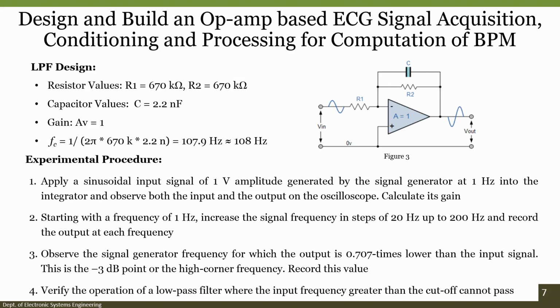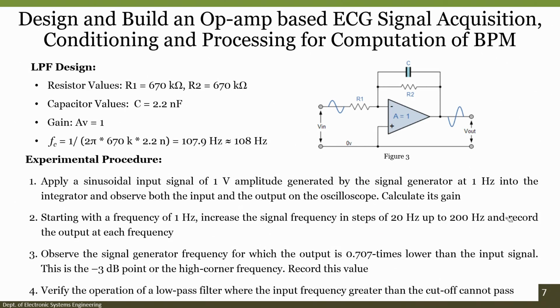For the experimental procedure, we can apply a sinusoidal signal of 1 volt amplitude generated by the signal generator at 1 hertz to the circuit, and observe the input and output on the oscilloscope. We can also calculate the gain. Second, starting with a frequency of 1 hertz, increase the signal frequency in steps of 20 hertz up to 200 hertz and record the output at each frequency. This is the experimental procedure.